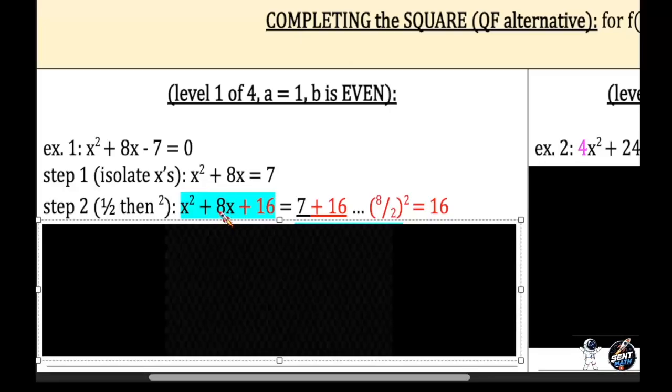We're going to take the coefficient, we're going to multiply it by a half, okay, and then square it. So 8 times a half is 4. Square it, you get 16, and we're going to add 16 here. And if we add 16 to the left side, we also have to add 16 to the right side, okay? So step 2 is the key step to completing the square. And from here on out, it's mainly algebra.